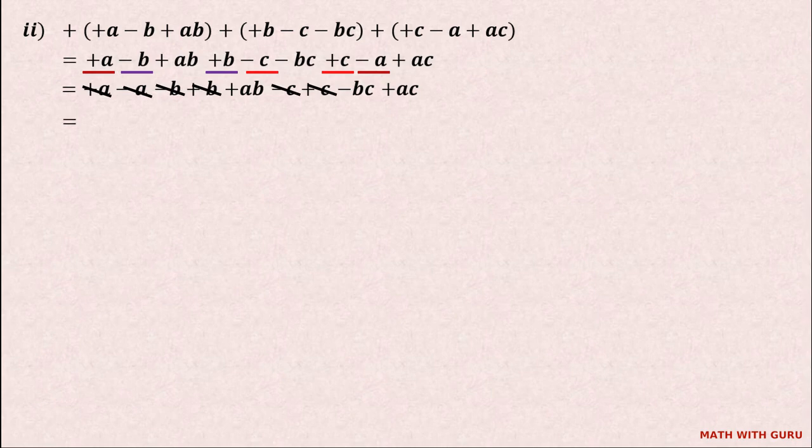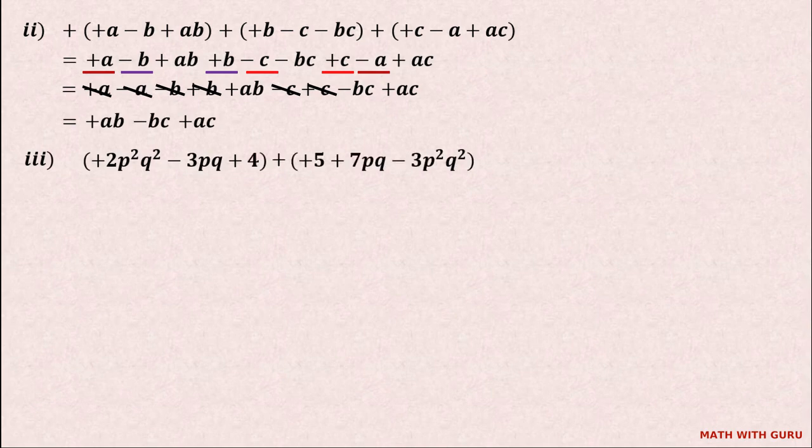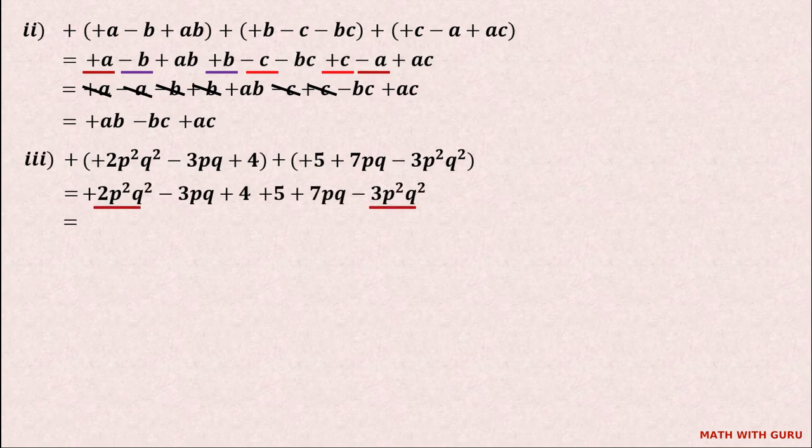What do we have here? Plus AB minus BC plus AC. Third question. Let us write down the expressions inside pairs of brackets. Now let us open the brackets. The terms do not change their signs. Let us collect the like terms. These are the like terms.